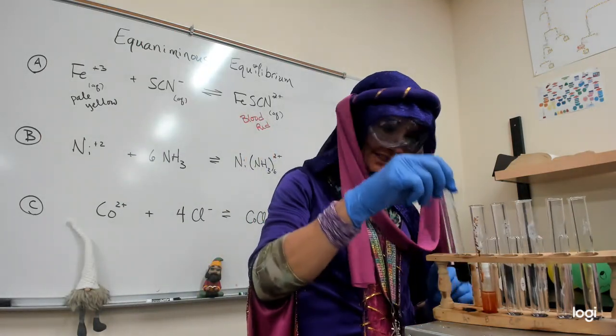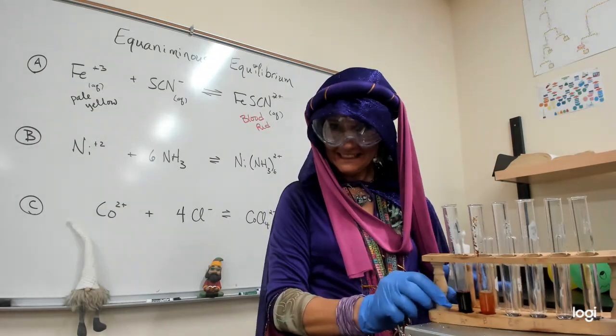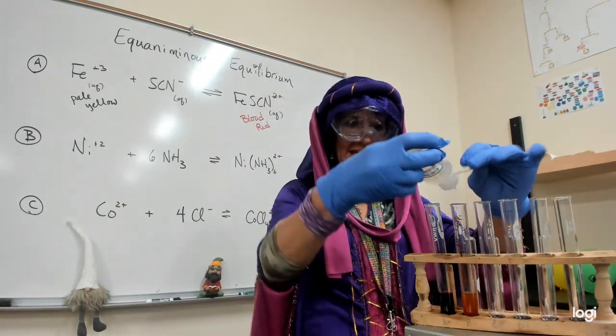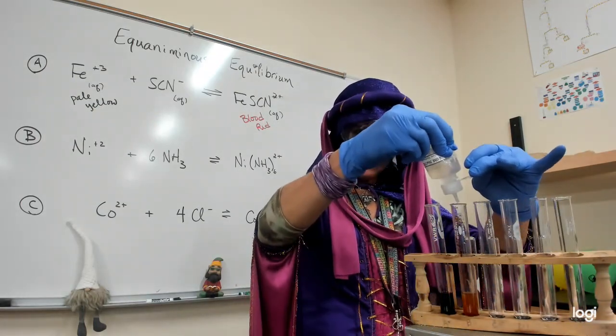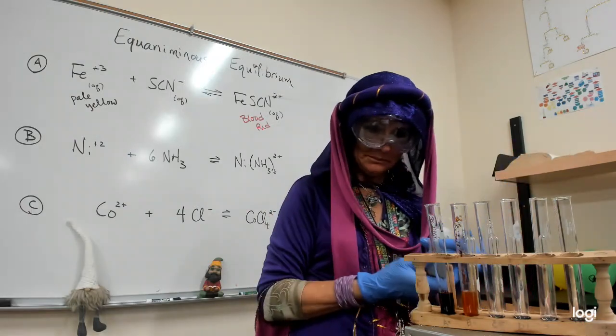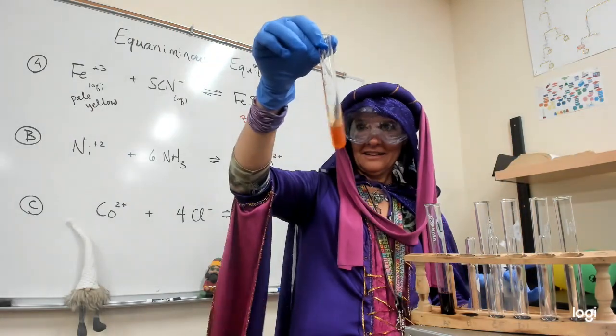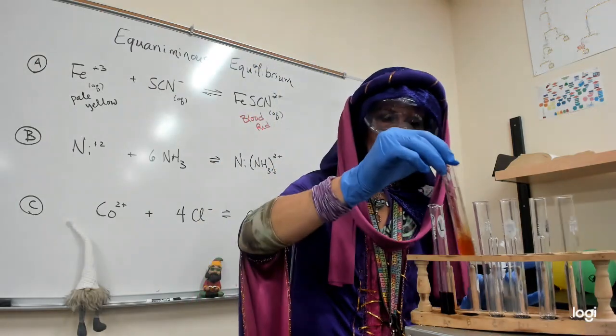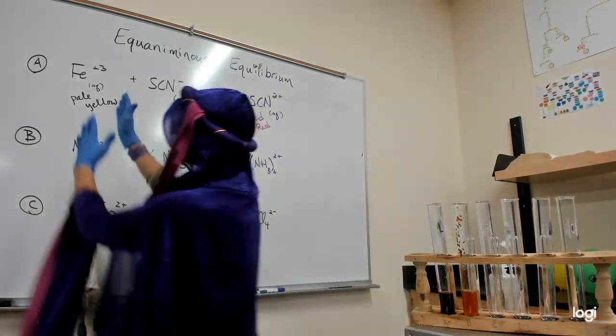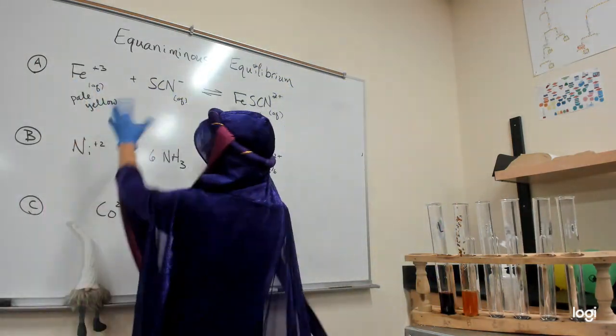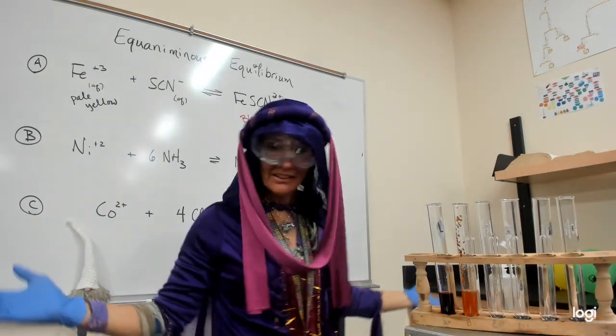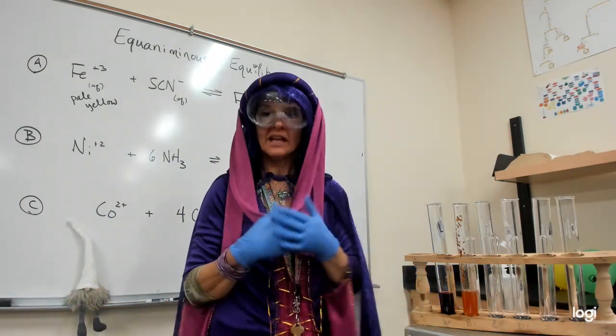When I start adding the sodium hydroxide, you can see the colors are definitely different. When I add the sodium hydroxide, the color got lighter. Not because I'm diluting it. I'm going to prove to you it's not because I'm diluting it, but because as I take away a reactant, the equilibrium wants to stay in balance. It wants everything to be there.